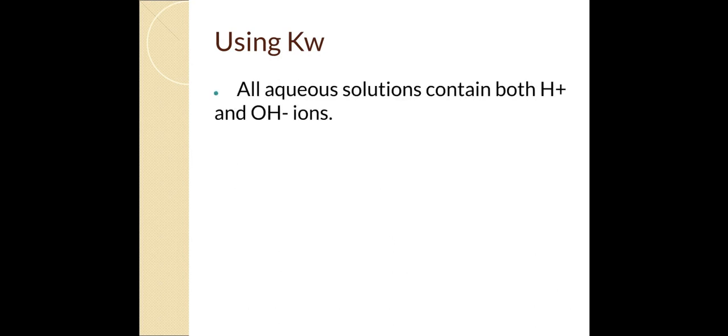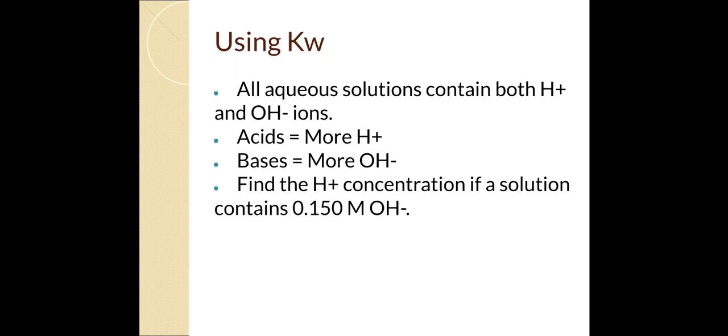So the whole idea here, and this is something I missed in college a little bit when I first started learning this, is that if you are an aqueous solution, even if you're an acid, you have H plus and OH minus ions in you. That's just kind of the key to aqueous solutions. You got to have both of these things in you if you are an aqueous solution. So acids will have more H plus and bases will have more OH minus. Okay. So question is how do we use KW to figure this out? Find the H plus concentration if a solution contains 0.150 molar OH minus.